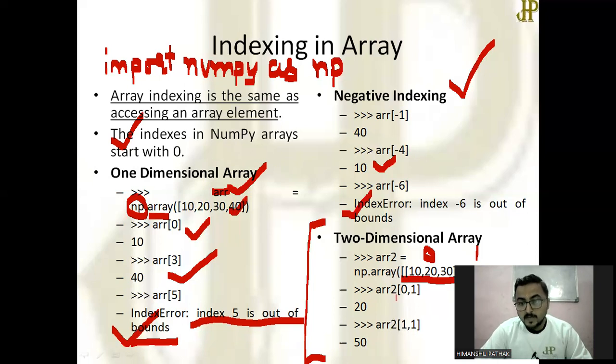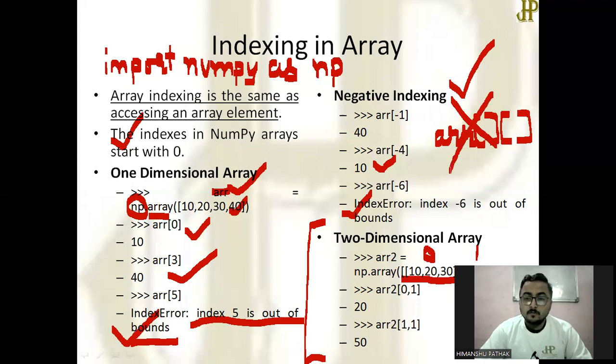So I have to pass it not like in Java or C, where ARR has one bracket for the row and another bracket for the column value. That is not done in the case of a Python NumPy array. I have to use a single bracket and, with the help of a comma, supply the row and column value.